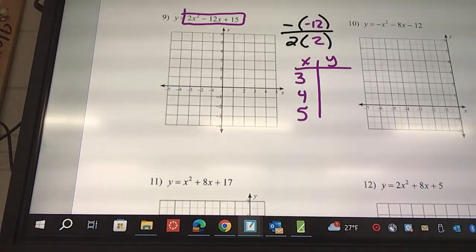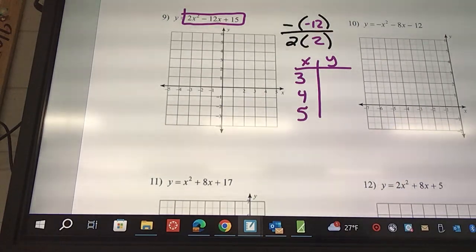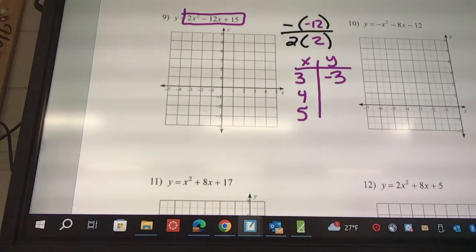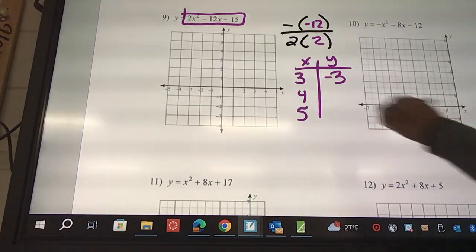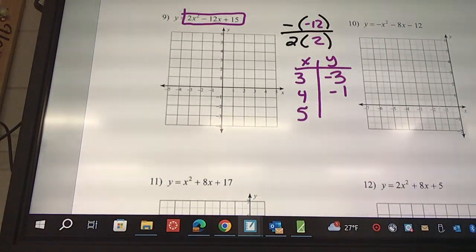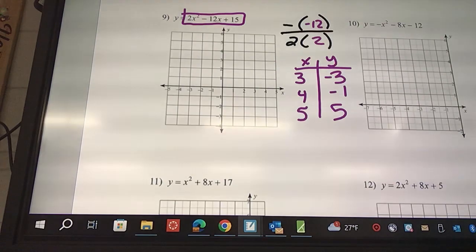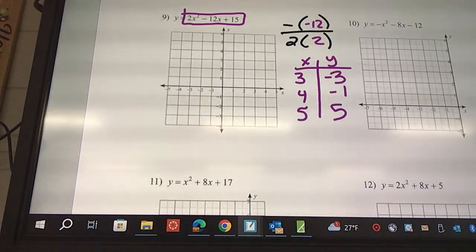You're gonna have to wait, buddy. What'd you guys get for the 3? -3. Yeah. The 4. -1. And the 5. 5. Somebody agree with this list? Then try to graph that.